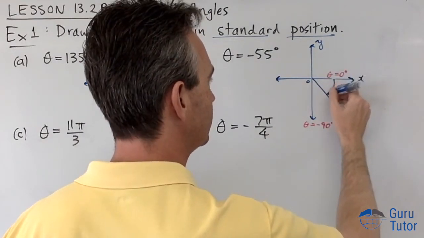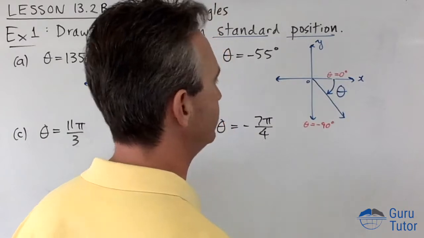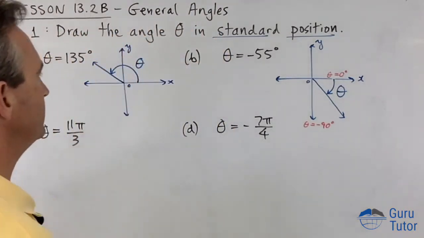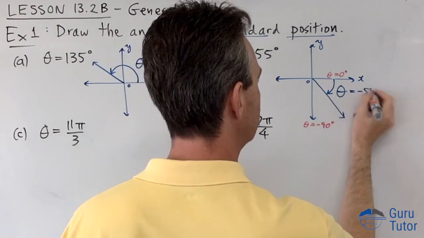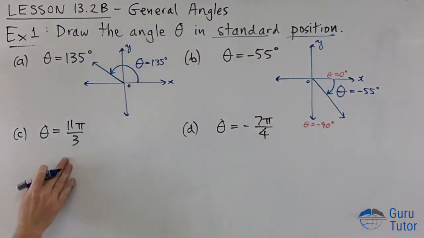And you can draw theta like that. There you go. Theta is going to be negative 55 degrees. That's it. If you like, you can also do this: 135, negative 55 degrees. See, this is where it gets a little tricky.